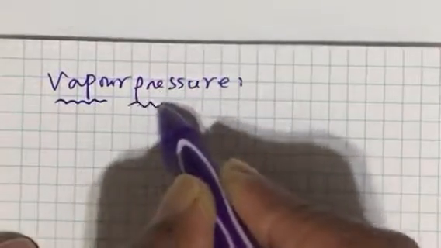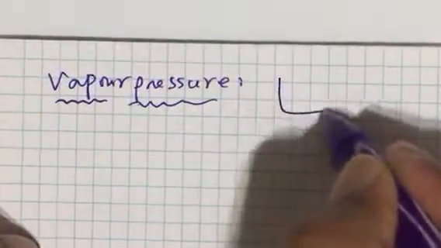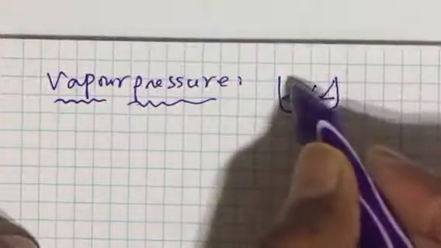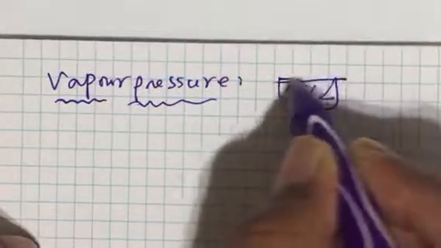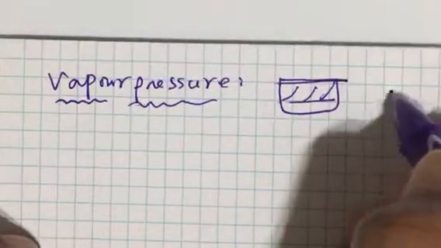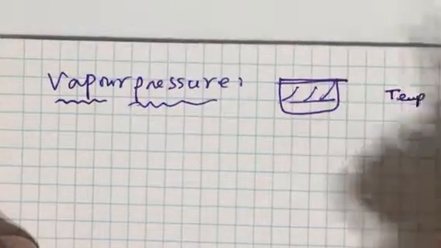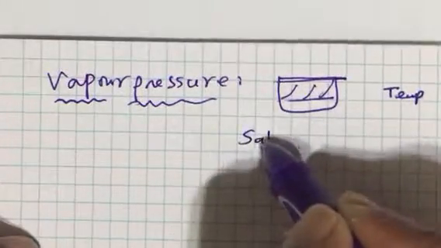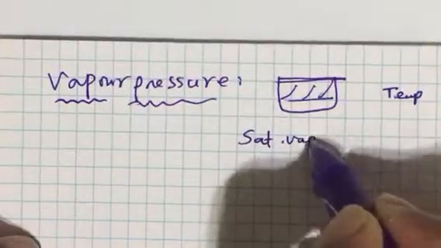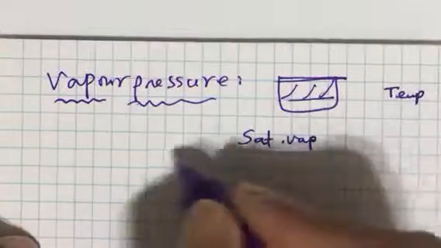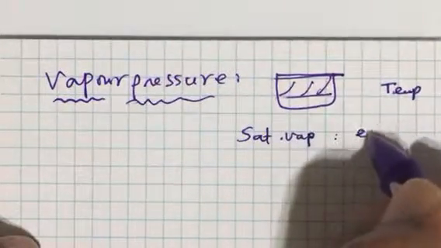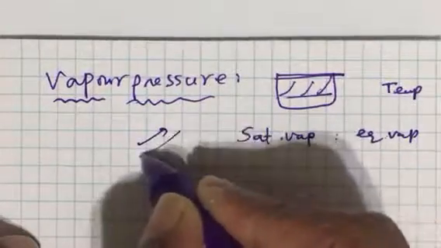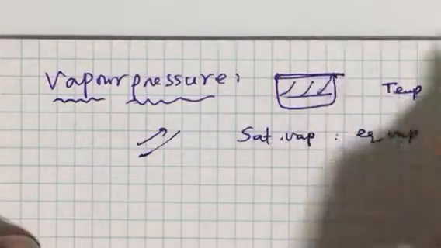Vapor pressure means pressure exerted by the vapors of any liquid on its surface in a closed container at a particular temperature. Of course, it is also called saturated vapor pressure. It represents equilibrium vapor pressure when the rate of evaporation is equal to the rate of condensation in a closed container.